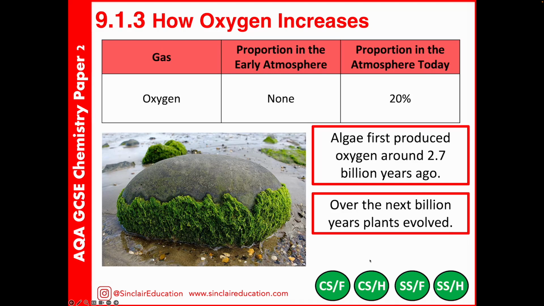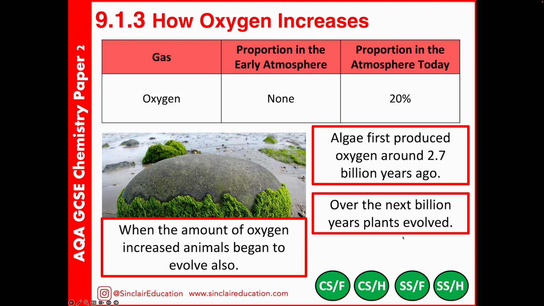And over time, it took around a billion years, other plants also evolved. So there wasn't enough oxygen at this time to support any animals, but plants were starting to change our atmosphere. They were adding more and more oxygen and removing some of the CO2. When oxygen levels then got high enough, that's when animals would have been able to evolve.